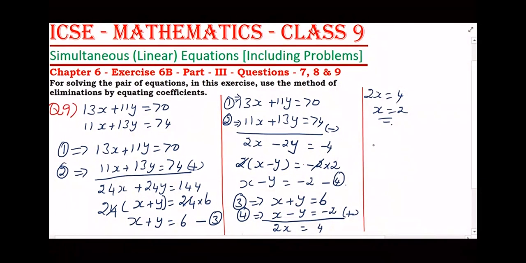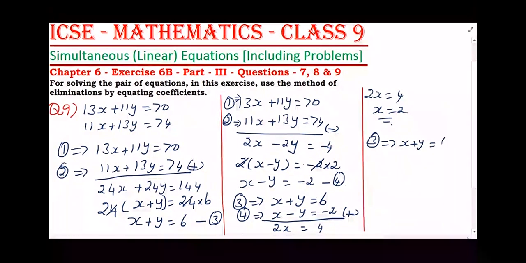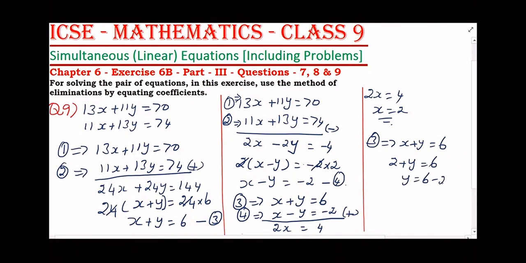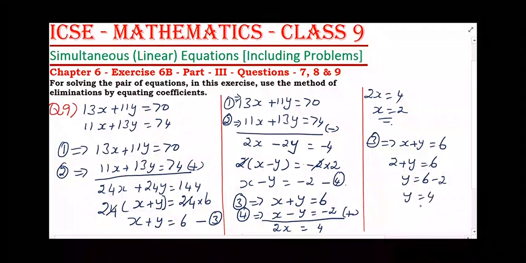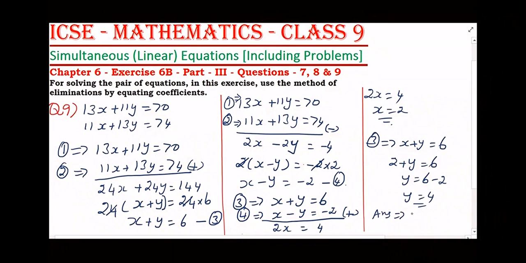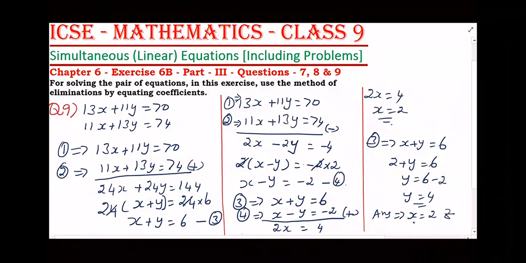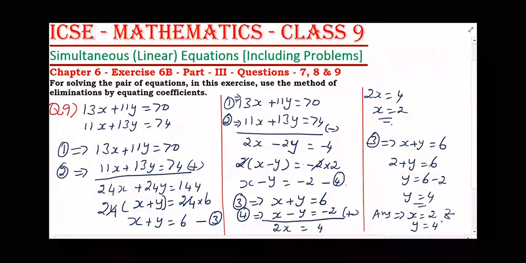Now this we can apply in the third equation. So x plus y equal to 6. x we have 2. So 2 plus y equal to 6. y equal to 6 minus 2. So y equal to 4. So already we have x equal to 2 and y equal to 4. This is the answer.